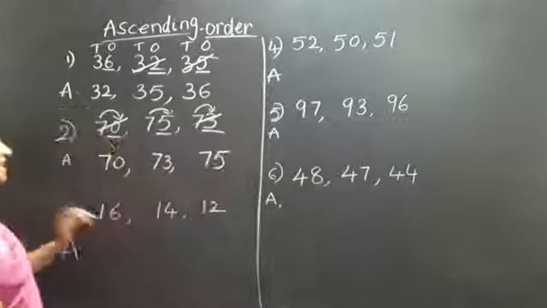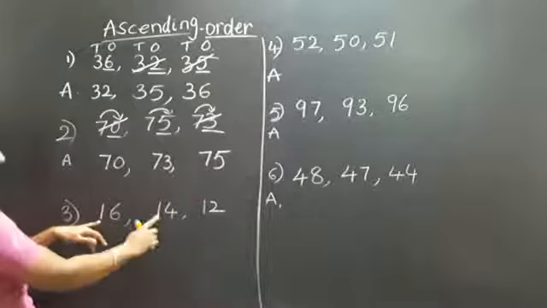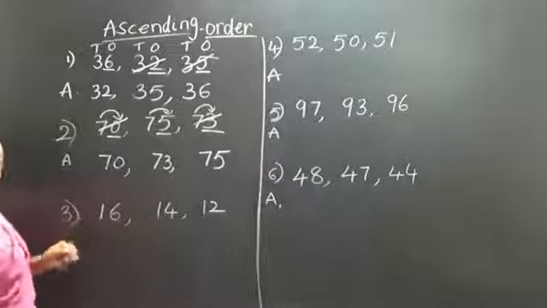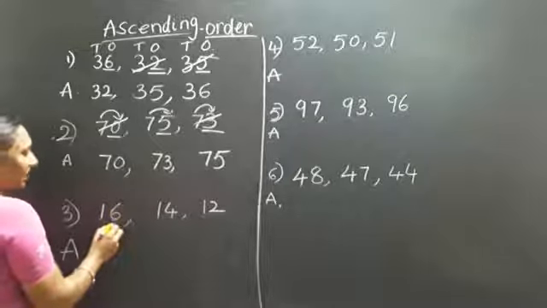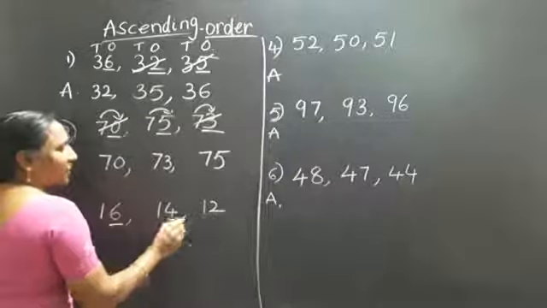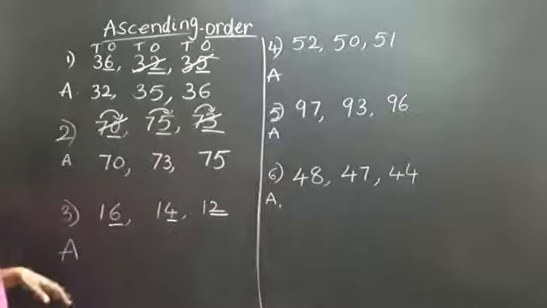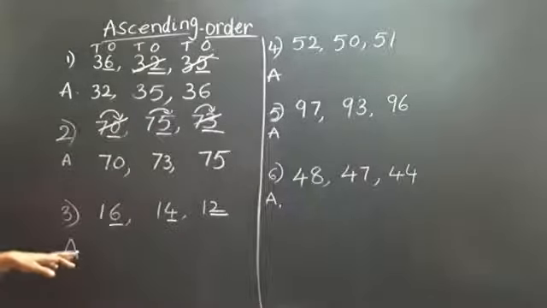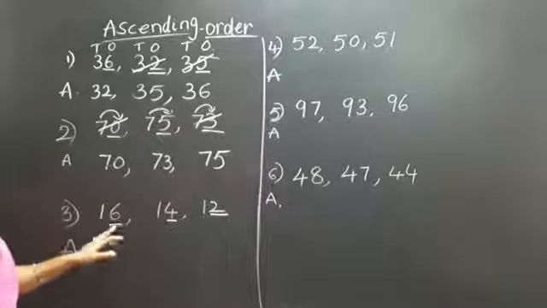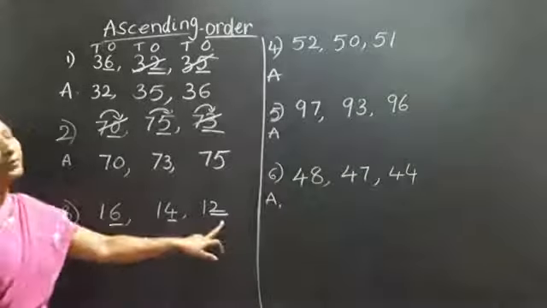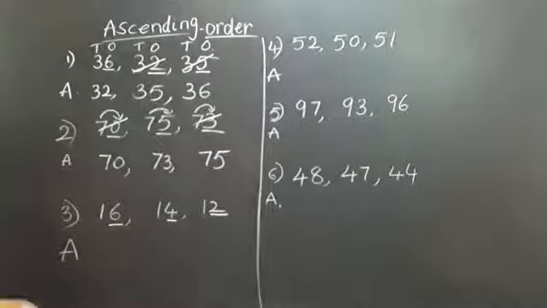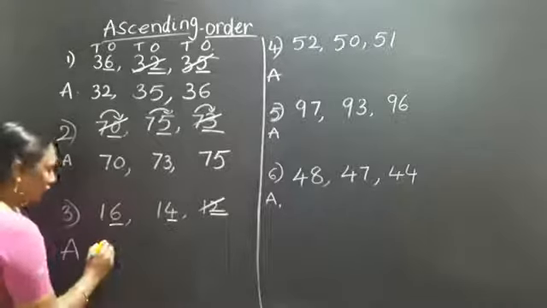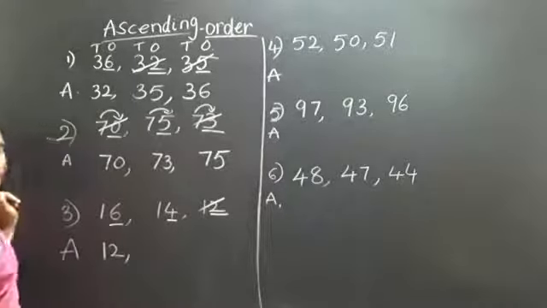Remaining number is 75. Now here also the tenth place is 1. Tenth place is same. Go to one's place. We will see the one's place numbers. Underline the 6. Underline the 4. Underline the 2. In the one's place, is 0 there? No. Is 1 there? No. See the one's place: 6, 4, 2. Is 1 there in one's place? No. Is 2 there in the one's place? Yes. Cut the 12 right beside the margin.